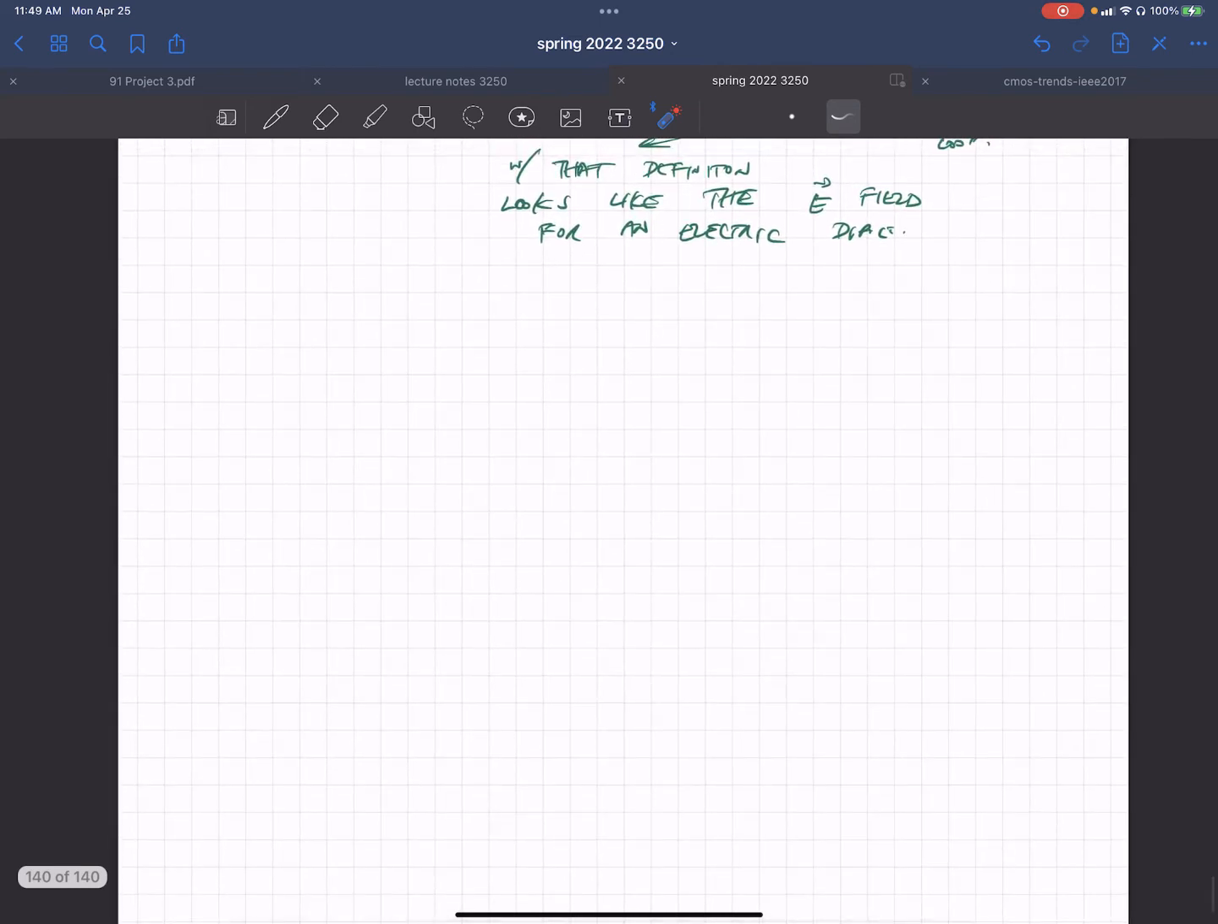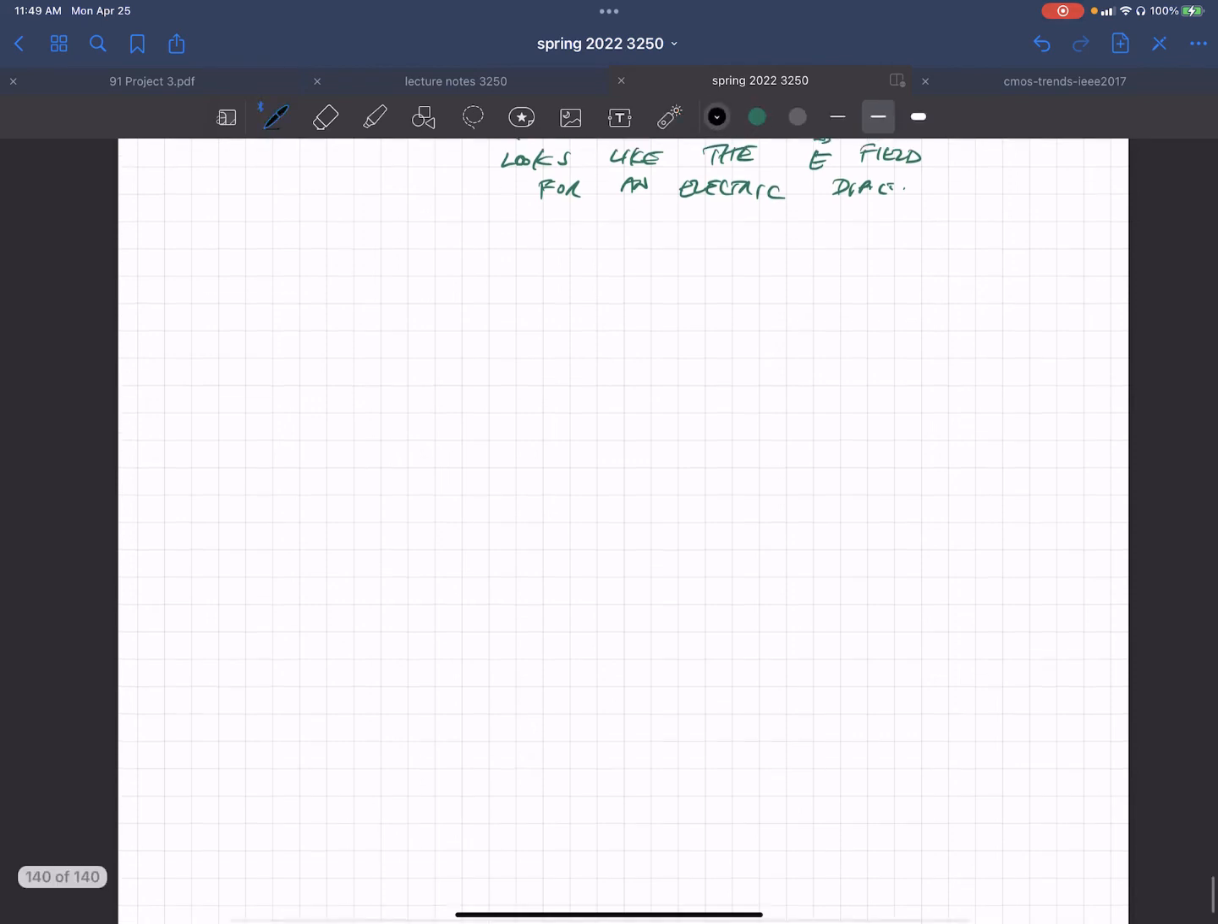Remember, it was an epsilon naught in the case of an electric field. Okay, so that was an example. So now let's look at something else.